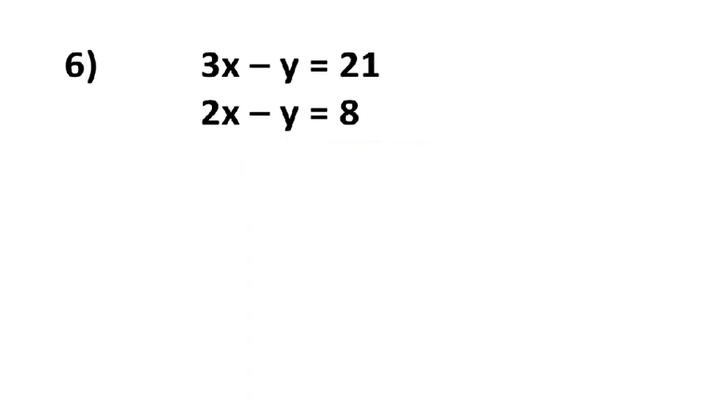And so how could you make this so that one of the variables would go away? So you might be drawn to these two right here. If one of those was positive, that would work great. So if all you have to do is change the sign, you just have to multiply by -1. So I'm going to write negative 3x plus y equals negative 21.